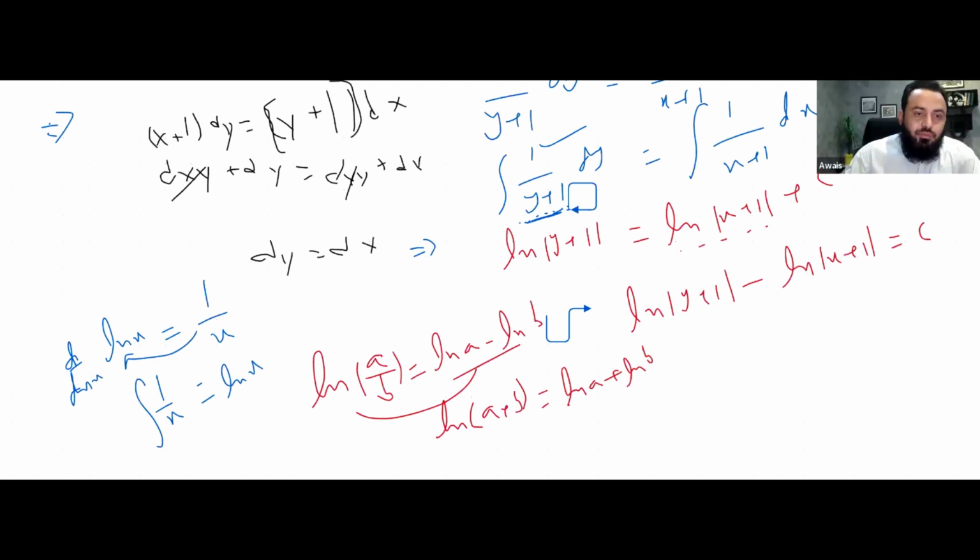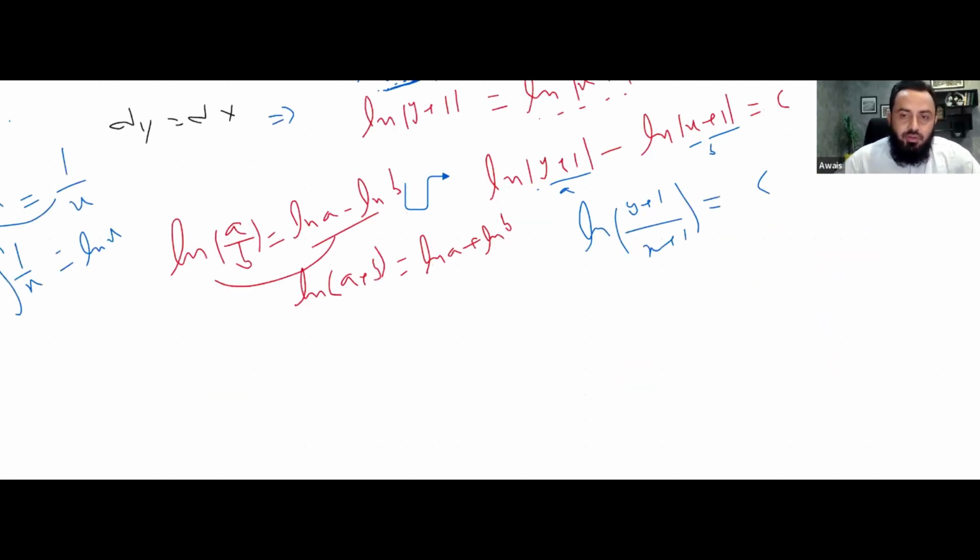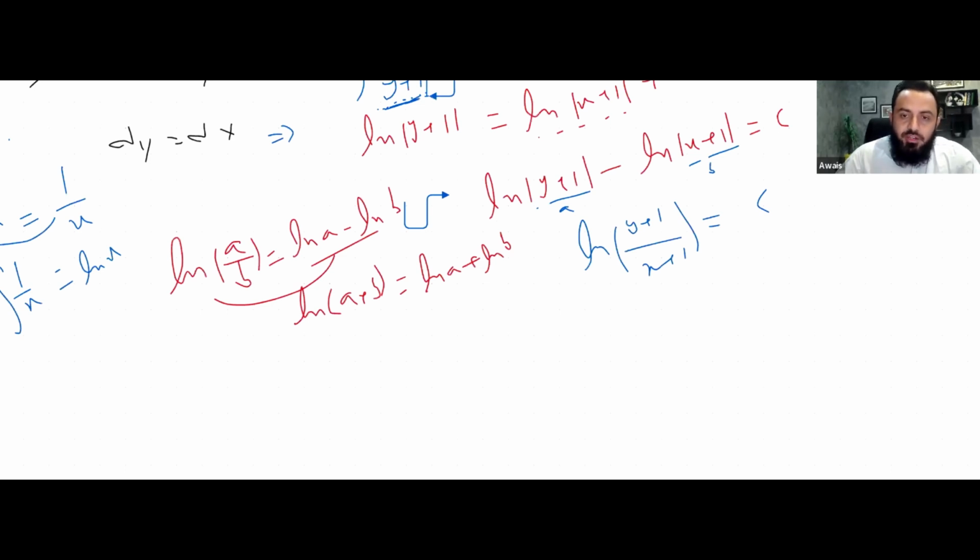Okay. Now for this one, because this is ln A, this is ln B, I can write ln of y plus 1 over x plus 1, means divide that, equals C. Now, how can we cancel this natural log? To cancel natural log, we have to apply e on both sides, so y plus 1 over x plus 1 will be equal to e raised to c. And e raised to c is just a constant. It's an overall constant. We can replace it with capital C. It's going to be y plus 1 over x plus 1 equals capital C. That's it.